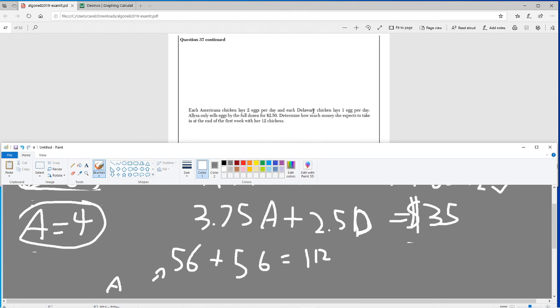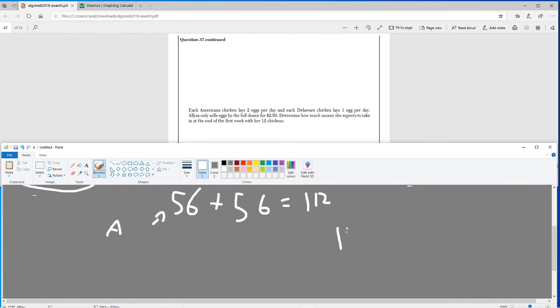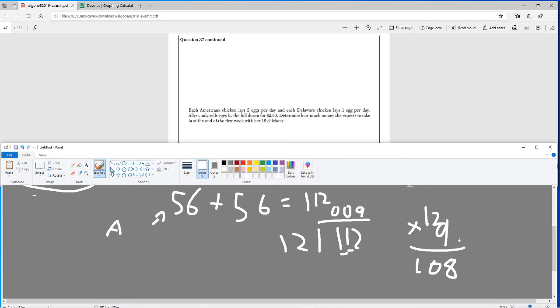Then it says Alyssa only sells eggs by the full dozen for $2.50, right? So to determine how much money she expects to take in at the end of the first week with her 12 chickens, we need to first divide 112 by 12, right? For each dozen, because she can only sell a full dozen of eggs. This is going to be 9, because 9 times 12 is 108.